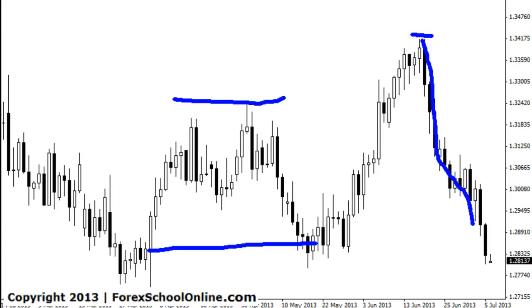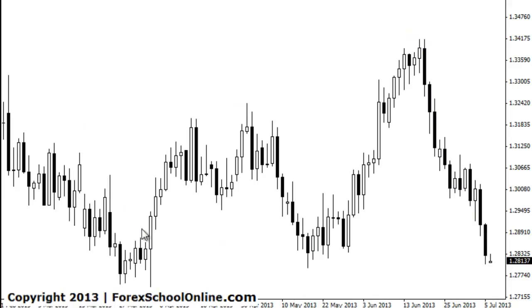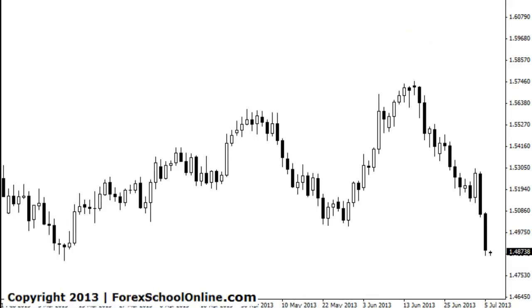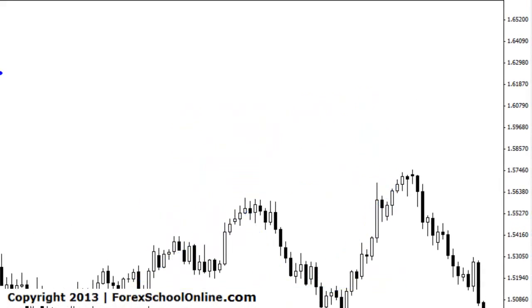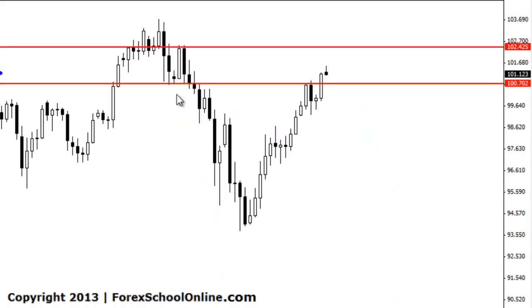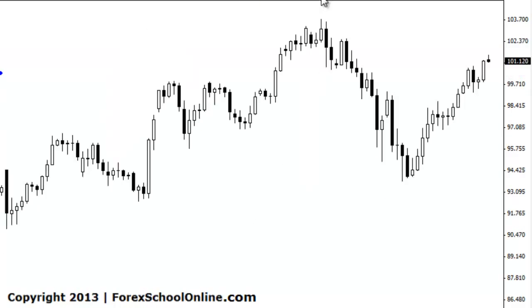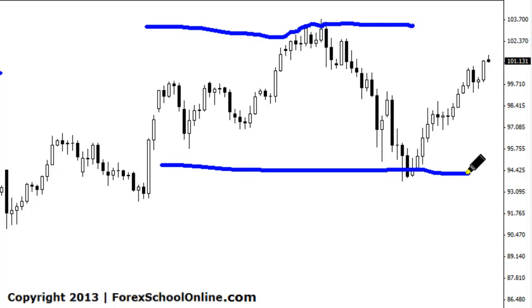If I flick through a few of my charts, we're seeing this on most charts in the Forex market at the moment. This is GBP US dollar. It's the same thing. We're seeing a lot of sideways action on most pairs. Flick to the US dollar Japanese yen, and this market was in a roaring uptrend, but now in the last few weeks, a month or so, we've gone into sideways action.